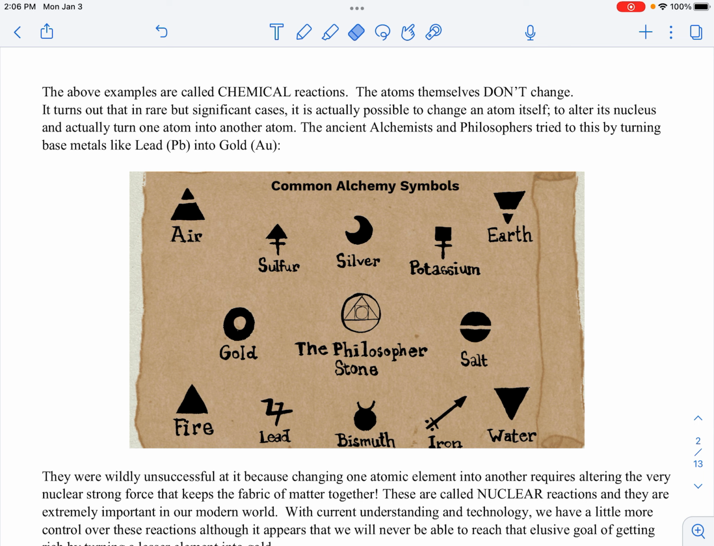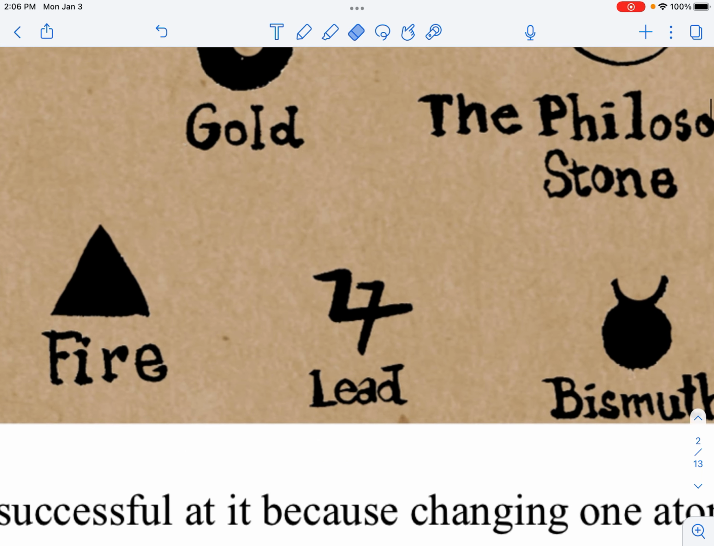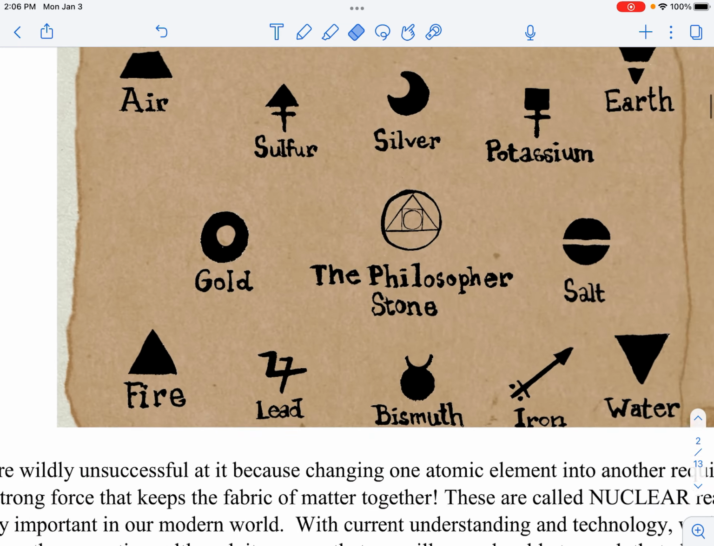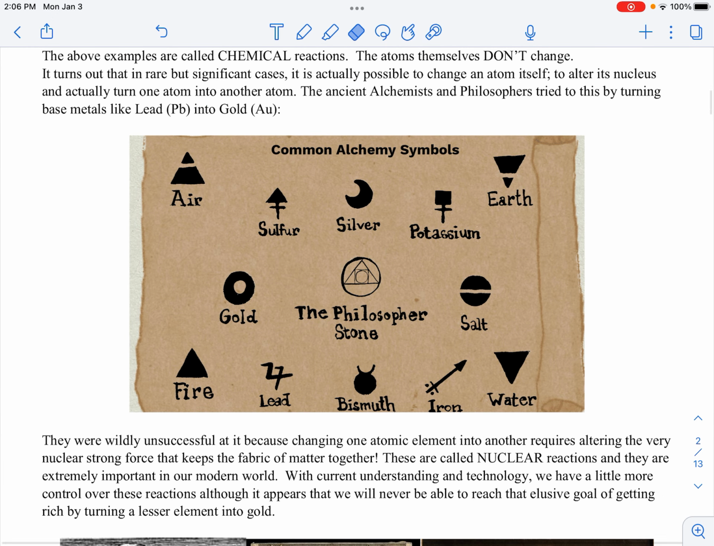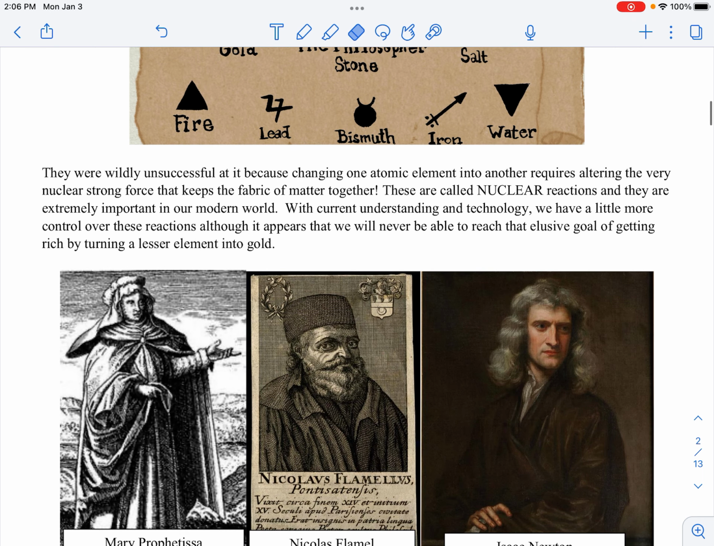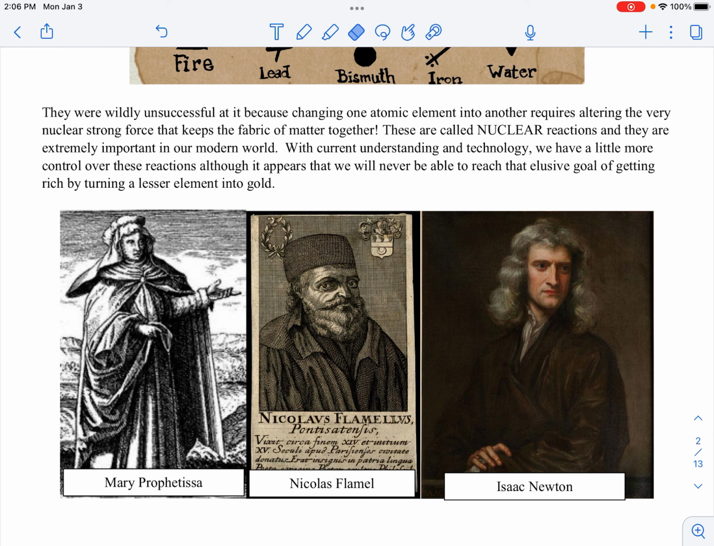The ancient alchemists and philosophers thought that way back in the day, if they did things right, they could take something like lead and turn it into gold. That was what all of the ancient alchemists were trying to do. They were all unsuccessful, obviously, because you cannot technically do that. But that doesn't mean that a lot of people didn't try.